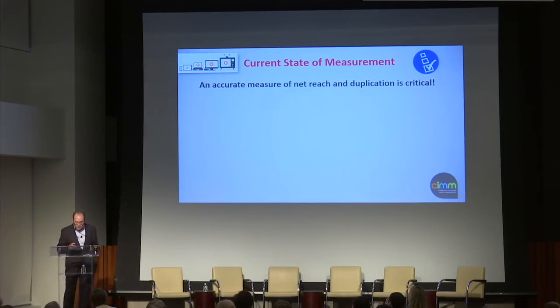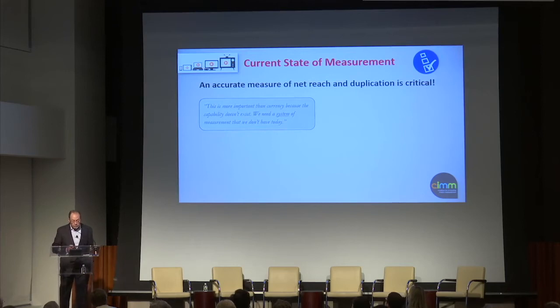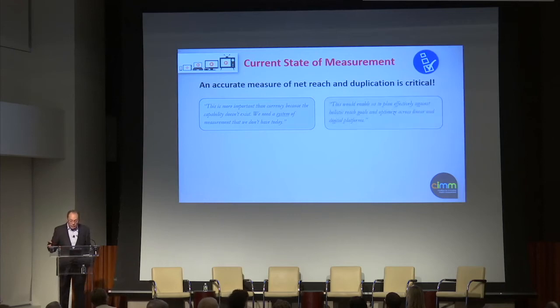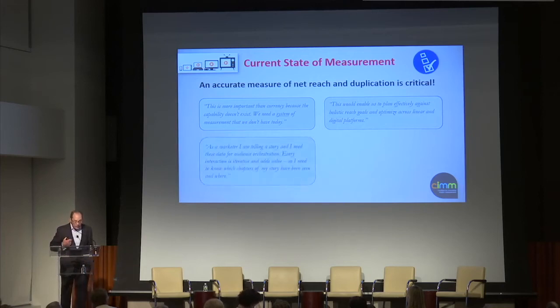So here's a sampling of comments from this question, from this section of the discussions. The first is, this is more important than currency because the capability just doesn't exist right now. We need a system of measurement that we don't have today. Next, this would enable us to plan effectively against holistic reach goals and optimize across linear and digital platforms, which we can't do today. I love this one.